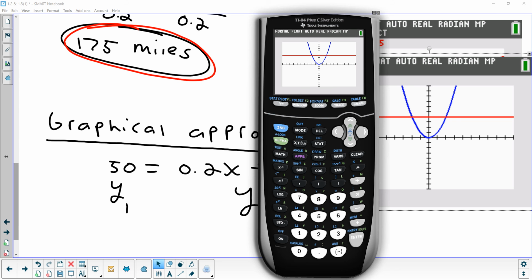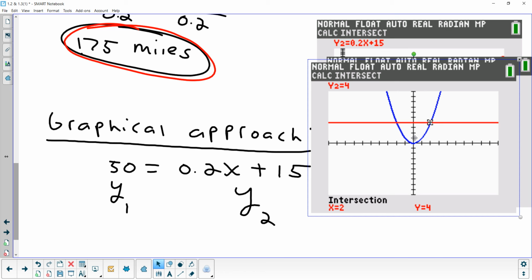So if you wanted to find the one on the right, you go second calc intersect. You tell the calculator, all right, I want to find where the blue and where the red cross. So I hit enter on the blue, I hit enter on the red. And now, if I want the one on the right, I need to move my guess to the right. If I want the one on the left, move it closer to the left. So I hit enter, and it told me they cross. It gave me the one on the right.